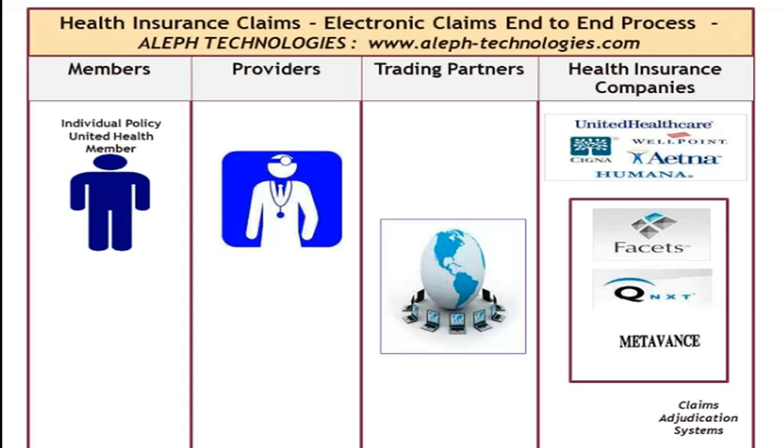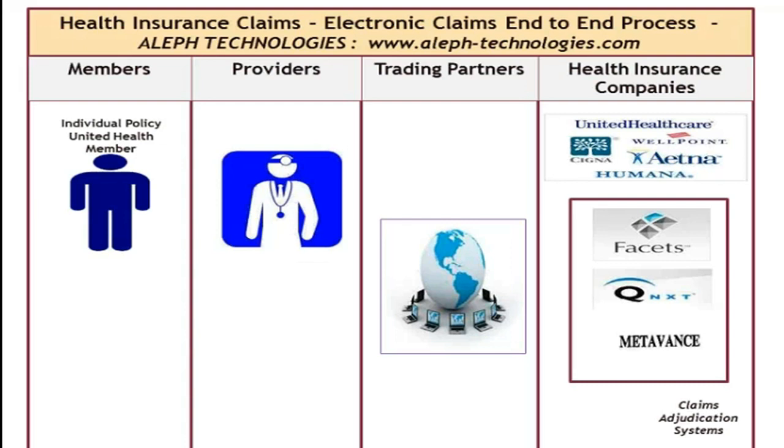These are claims adjudication systems, very specifically used for certain markets as well. So QNXT is used more on the Medicare side, the government side. This is actually a brand new product on the TriZetto side. You have MetaVan. MetaVan is basically your HP, the Hewlett Packard system. This is, again, another claims adjudication system. So remember, the claims adjudicate the system where we actually adjudicate a claim, meaning process a claim.